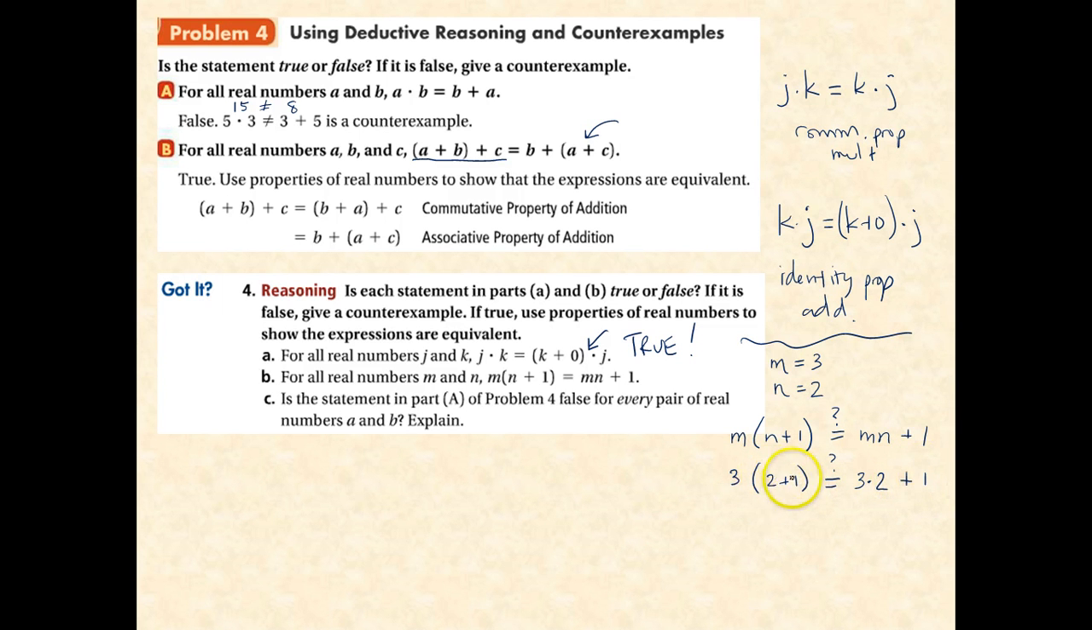So inside the parentheses, 2 plus 1 is 3. 3 times 3 is 9. On the other side, 3 times 2 is 6, plus 1 is 7. There's our counterexample.